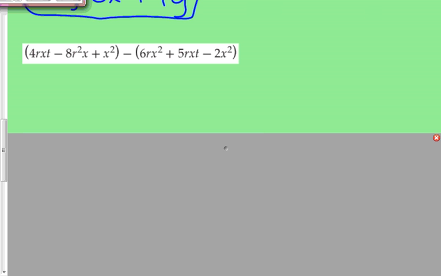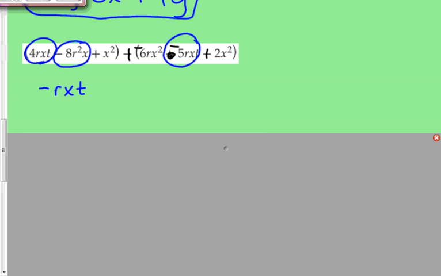So let's just start with the first one. So RXT, we have an RXT here. Oh, hang on. We got to change our signs first. Let's go back. Make that a plus. This is a negative now, and that's a positive. Now we can combine it. So we've got a negative 5 and a positive 4, so that leaves a negative RXT. Then we have a negative 8 r squared x.